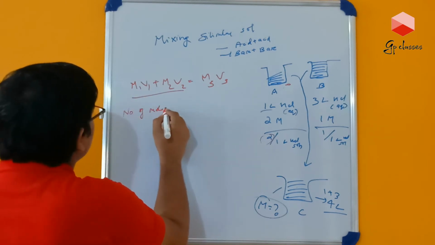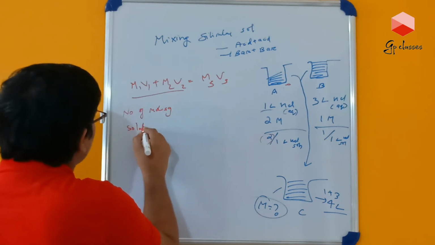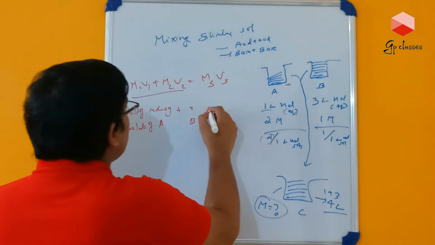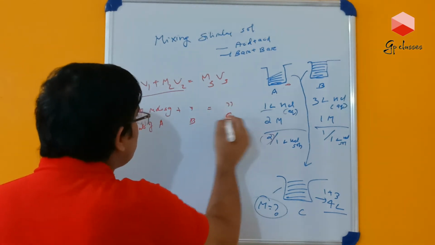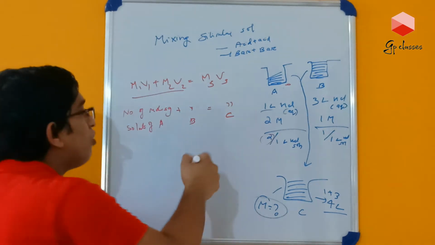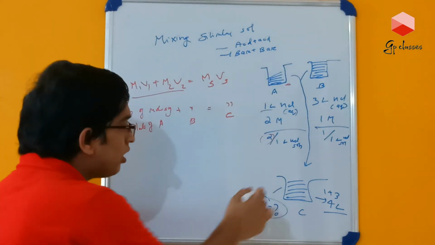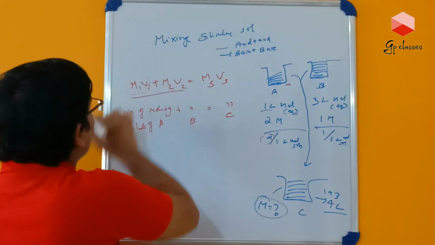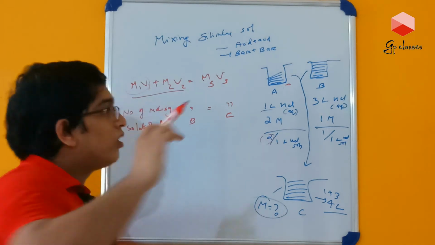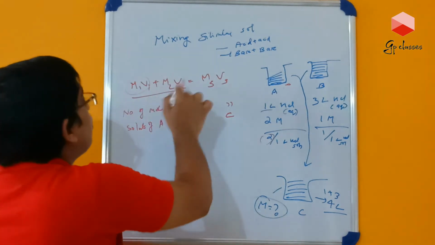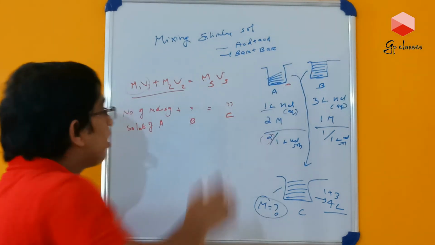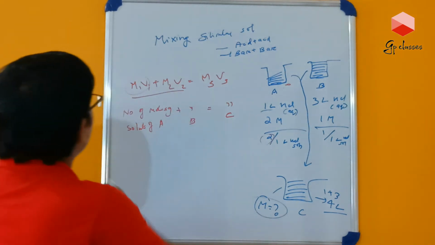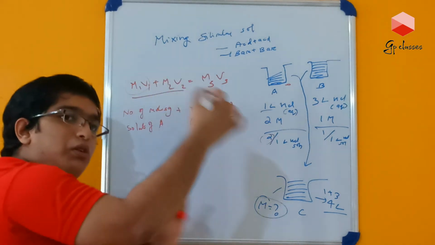number of moles of solute of A plus number of moles of solute of B is equal to number of moles of solute in beaker C. Right? The sum of the number of moles of beaker A and beaker B will be the number of moles of solute in beaker C. So from this I am writing M1V1, which is the number of moles of solute in beaker A. M2V2 is the number of moles of solute in beaker B, and M3V3 will be the number of moles of solute in beaker C. So from this we can write M1V1 plus M2V2 is equal to M3V3.